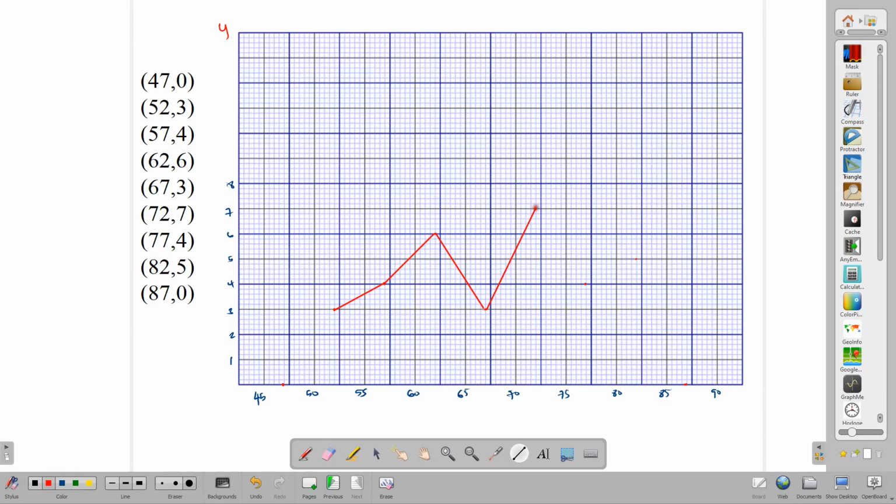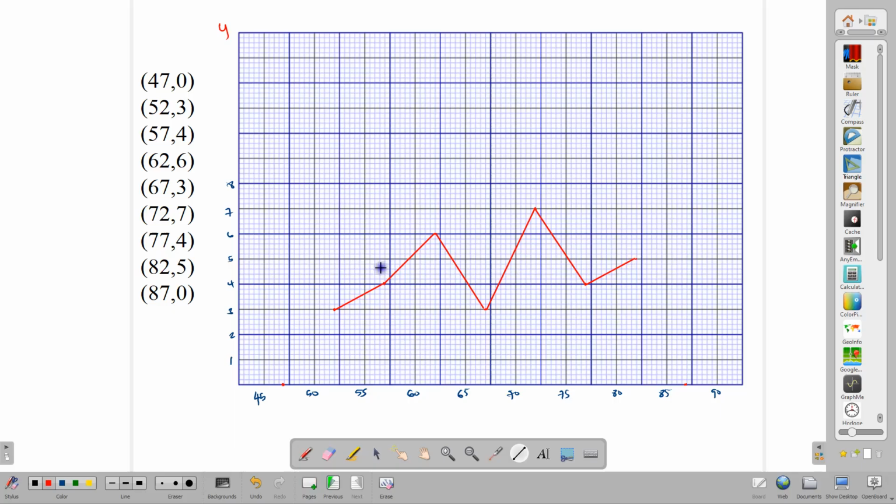Make sure that you're using a ruler. You cannot draw it freehanded because it is a polygon, and you cannot draw a polygon with your freehand because the lines have to be straight. And so here we go. And this is what you get when you set it up.